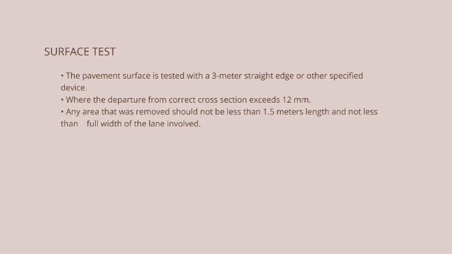Surface test. The pavement surface is tested with a 3 meter straight edge or other specified device, where the departure from correct cross-section exceeds 12 mm. And last is, any area that was removed should not be less than 1.5 meters in length and not less than the full width of the lane involved.